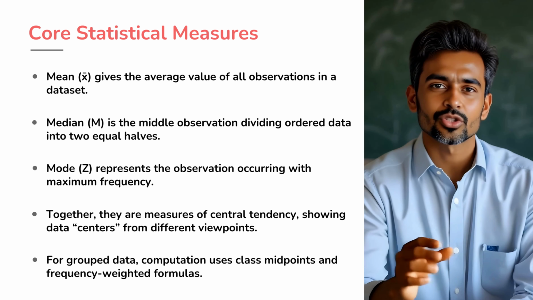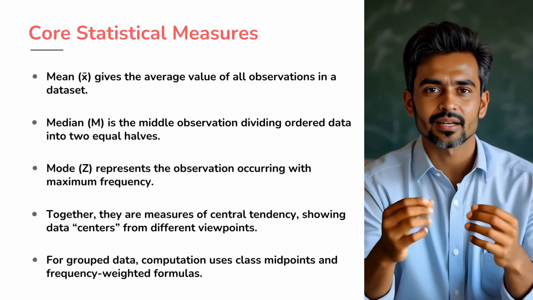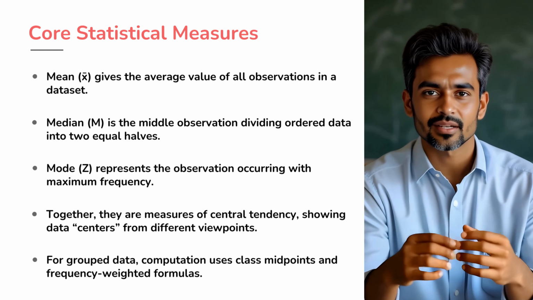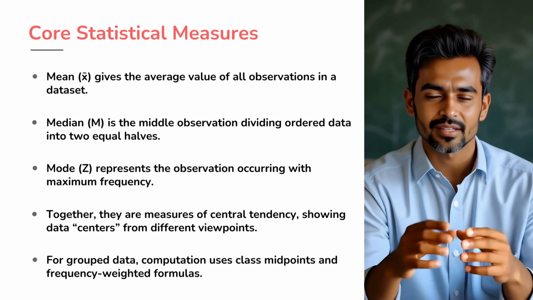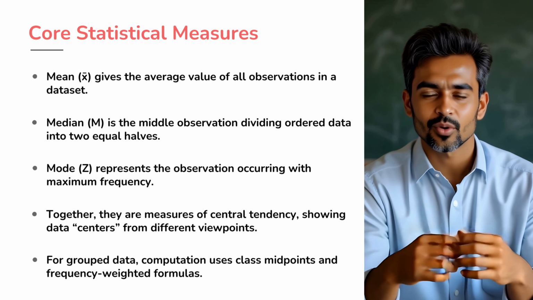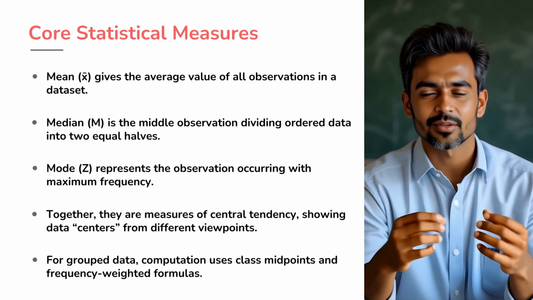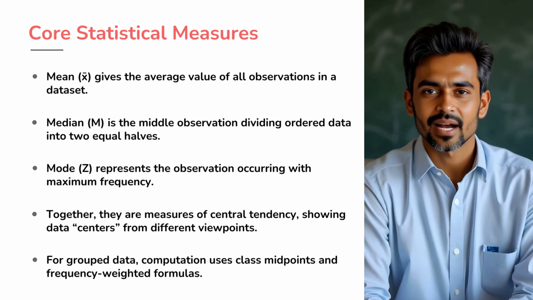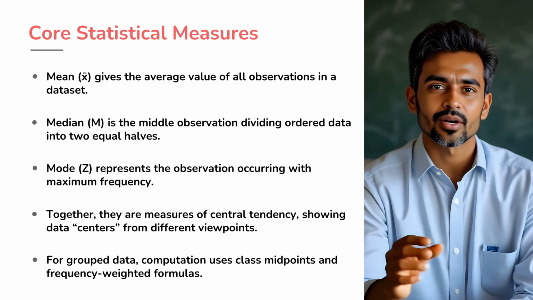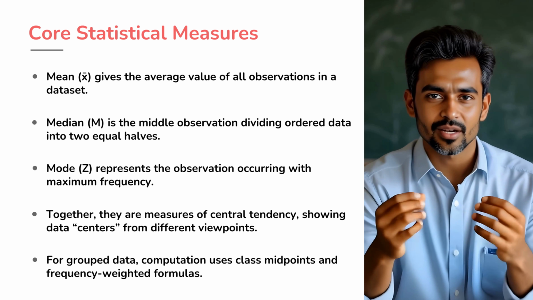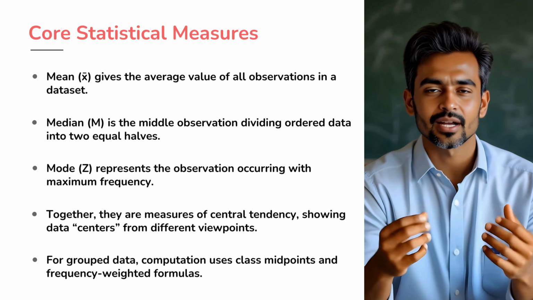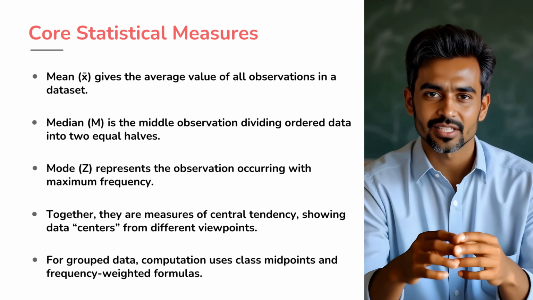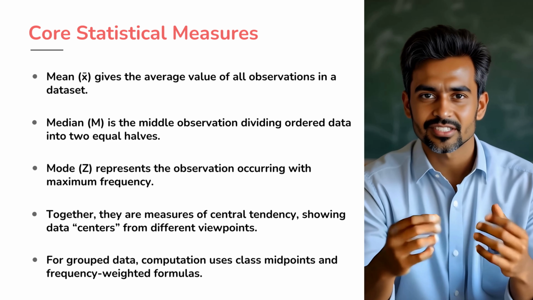Now let's revisit our trio: mean, median, and mode, but this time in the grouped world. The mean, also known as the average, tells us what's typical across all data points. The median shows the exact middle, the point where half of the data lies below and half above. And the mode? That's the most popular kid in the class, the value that appears most frequently. Together, these three are called measures of central tendency. Each one tells a slightly different story about the same data.